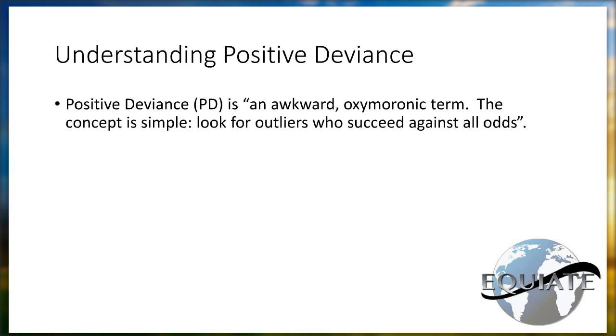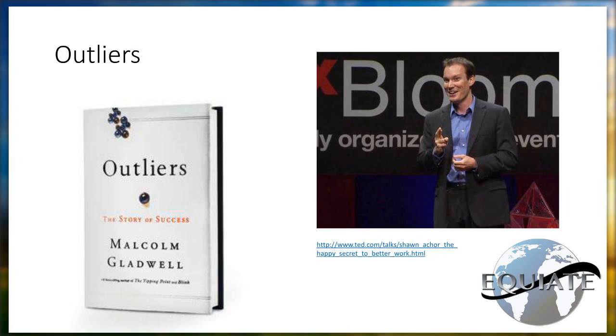In their landmark book on the subject, Drs. Jerry and Monique Sternin and Richard Pascal describe positive deviance as an awkward, oxymoronic term. The concept is simple. Look for outliers who succeed against all odds. Outliers are something we may be more familiar with. From Malcolm Gladwell's excellent book of the same name to Shawn Achor's outstanding TED Talk, the drive to increase our understanding of outliers, what makes them so, and what, if any of that, can transfer to other people is intriguing, widely understood, and extremely fascinating.